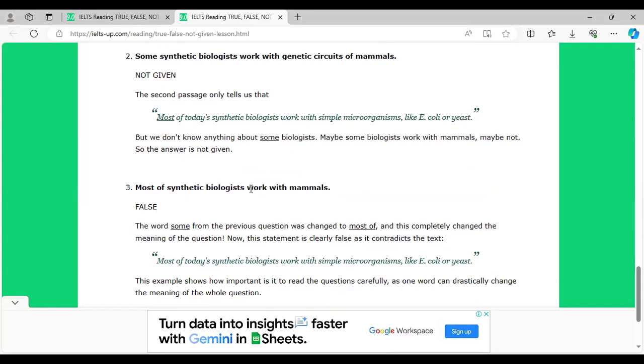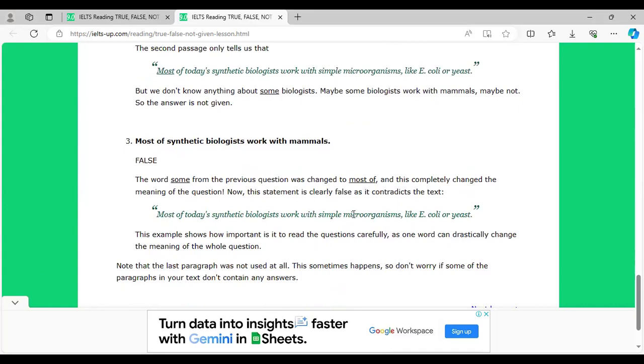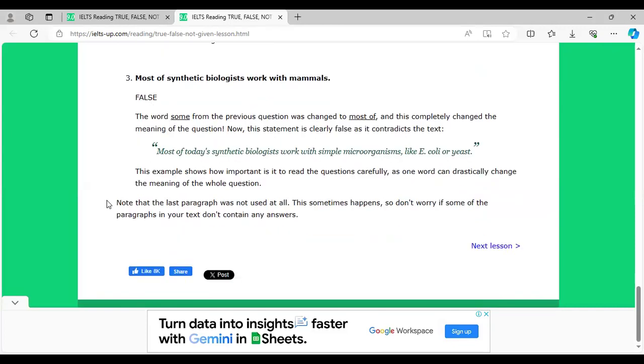Most of the synthetic biologists work with mammals. This is direct false, because we already know that most of today's biologists work with simple microorganisms such as E. coli or yeast. So here the student has to read carefully. If the student is not aware of the difference between microorganisms and mammals, he will be in soup. So this is about true, false, not given.